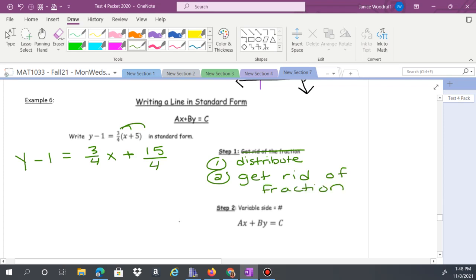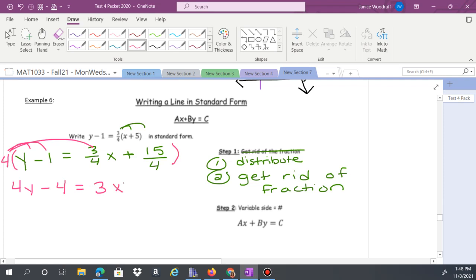Okay, to get rid of the fraction, I multiply each term by the denominator, which is 4. So each term gets multiplied by 4. I can just do a big distribution like this. The 4 right there. So 4 times y is 4y. 4 times -1, -4. 4 times 3/4 will be just 3, because the 4's will cancel. Same thing over here. That'll be plus 15. Okay, so fraction's gone.